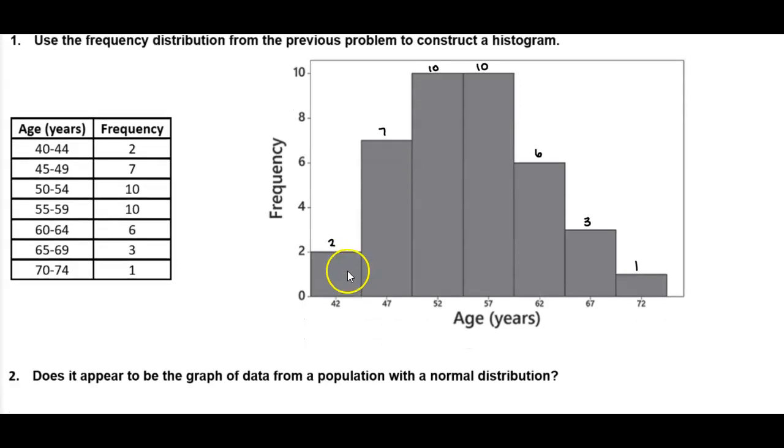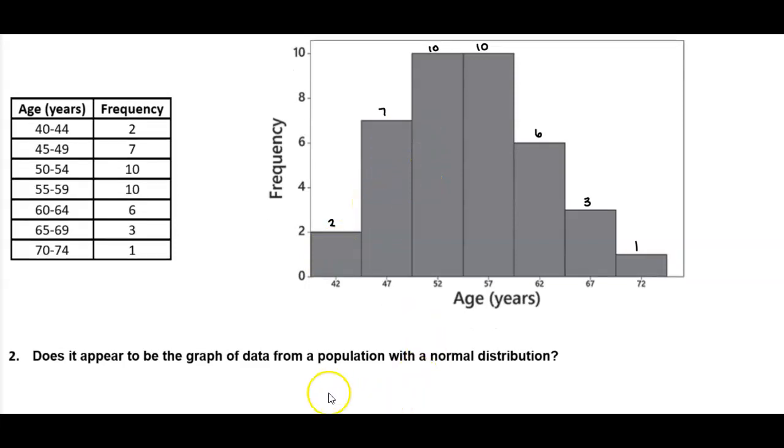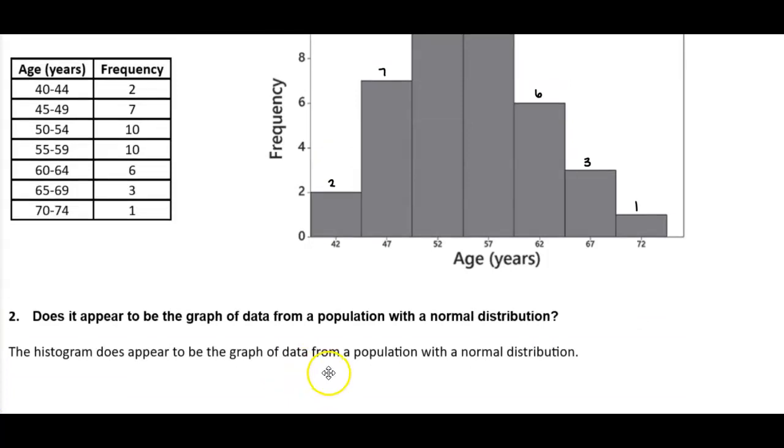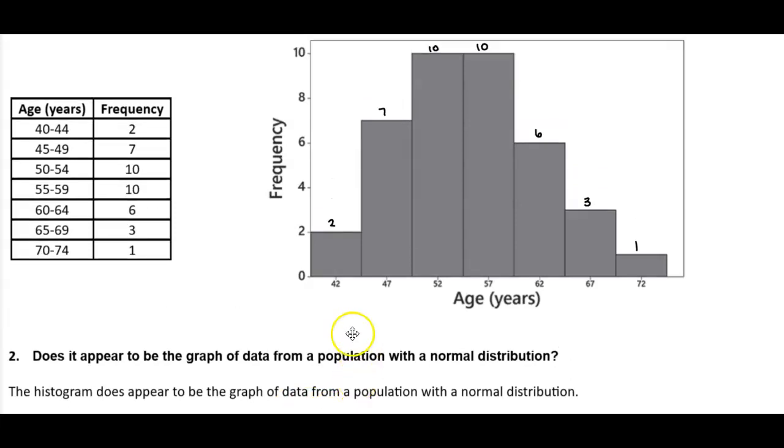Now the next question is, does it appear to be the graph of data from a population with a normal distribution? Well, it starts low, and then it gets higher, reaches the top here, and then goes back low again. Since it does that, we can say that it comes from a population with a normal distribution. So we would say the histogram does appear to be the graph of data from a population with a normal distribution.